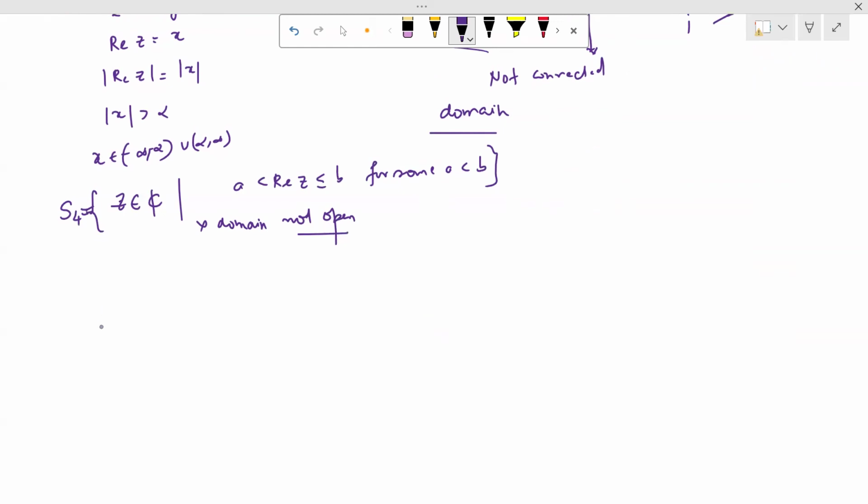Chalo, last question, try to do this. What do you think about this S5, given by all those z belongs to C? A few things today I'm also going to write, so that from tomorrow we can start with sequences and series, and then we'll see what to do. Real part of z modulus. What do you think?